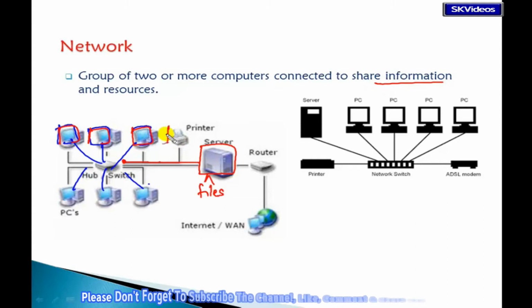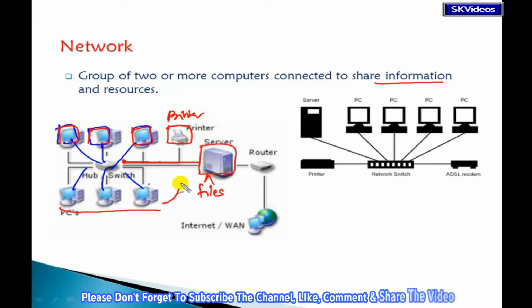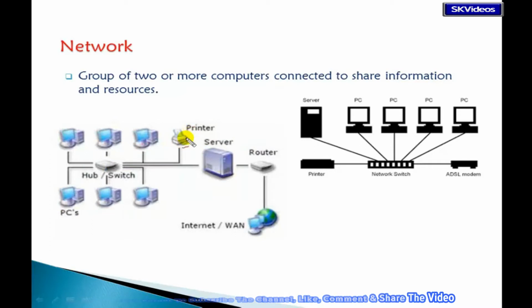Now resources means, let's say you have a printer here and I want to ensure that all the devices in the LAN are able to access this printer. I'm not going to connect a separate printer for each and every device; I'm connecting it in the LAN and we can share the resources as well. Resources can be the printer, or the hard disk space of any one of the computers where we are storing all the files, or any other resources. So the main reason for building a network is that we can share the information and the resources.